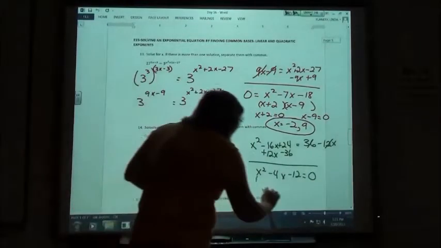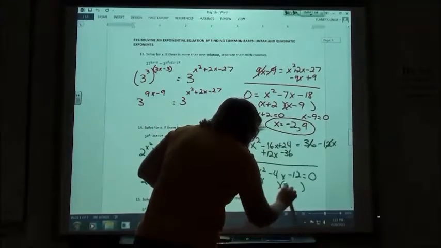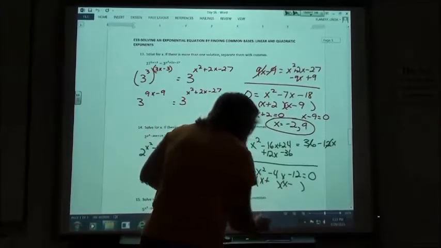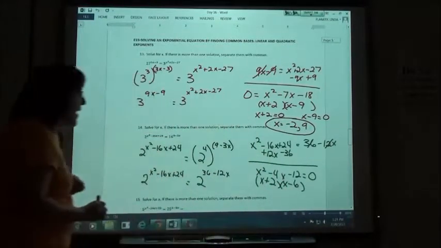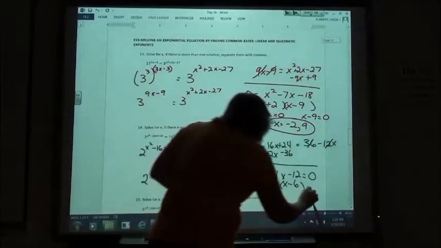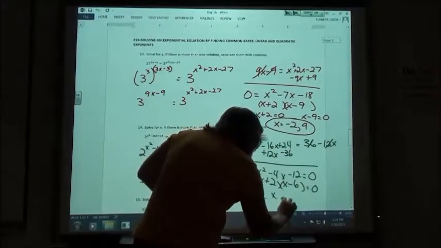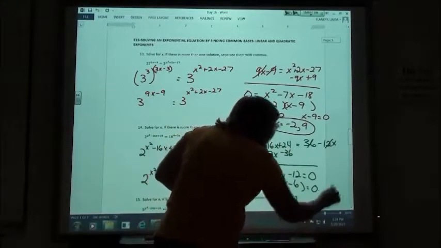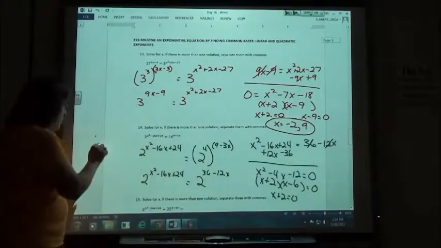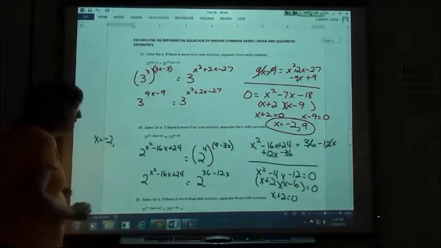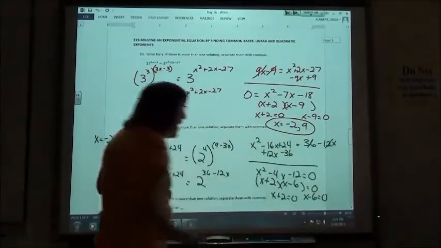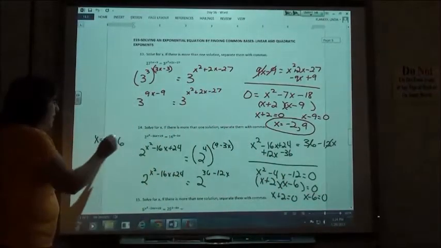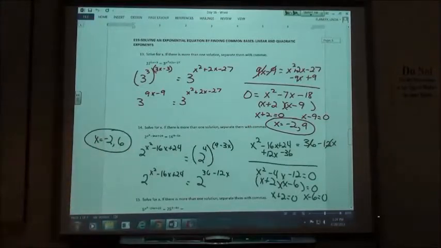And factoring. X and x, a plus and a minus, and I'd have to have a minus 6 and a plus 2 to add up to minus 4. So if x plus 2 equals 0, I'm going to write it over here. I get a negative 2 answer. If x minus 6 equals 0, I got to add my 6, so I get a positive 6 answer. So I get x equals negative 2 or positive 6.